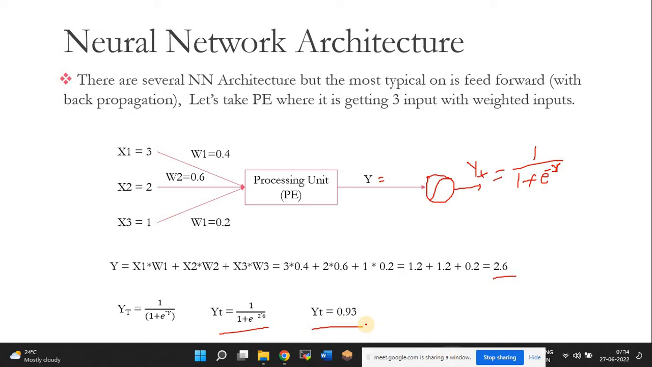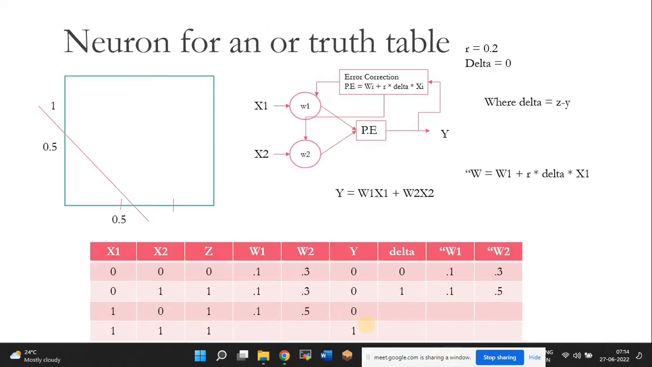So this is how one of the others works. Maybe I did not teach this, but this is also part of that neural network. Okay, don't get confused. They're all part of the neural network architecture.